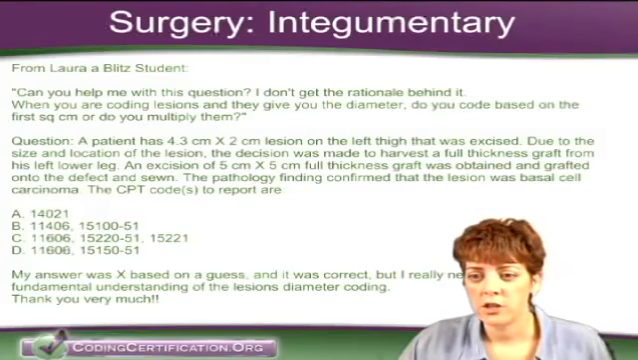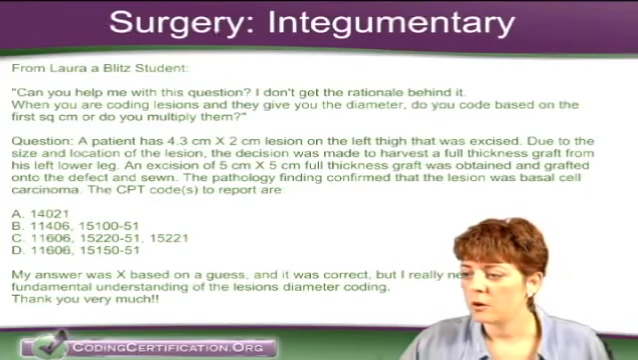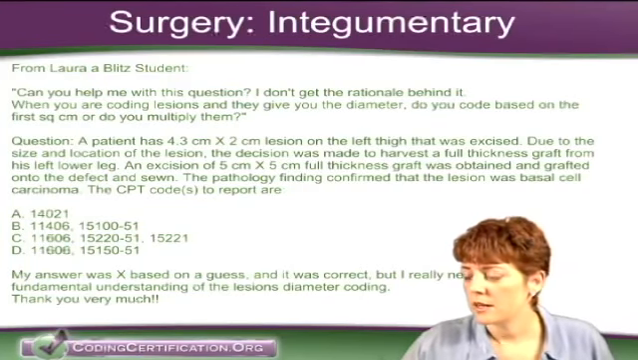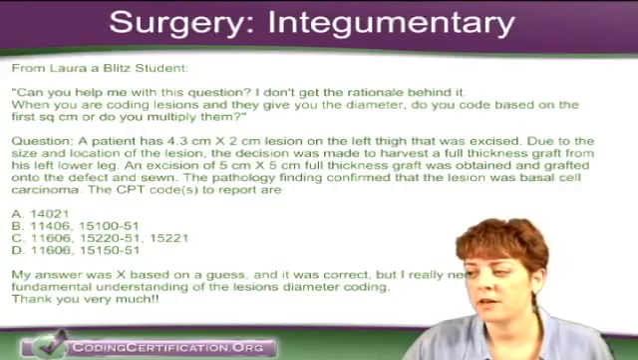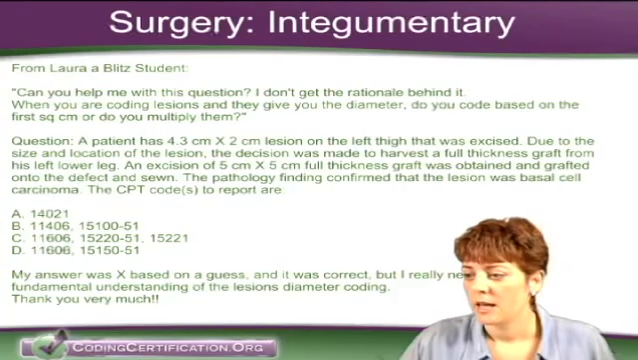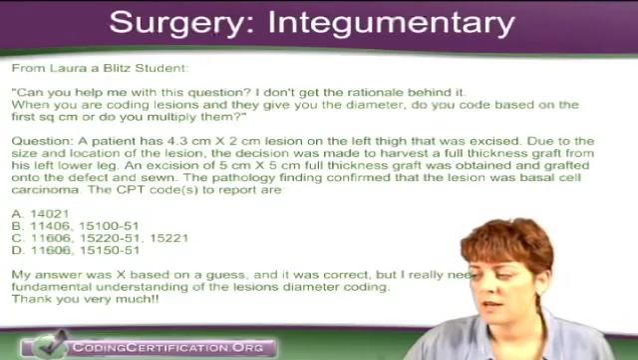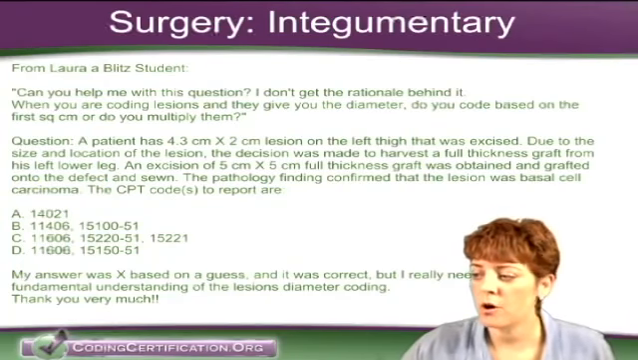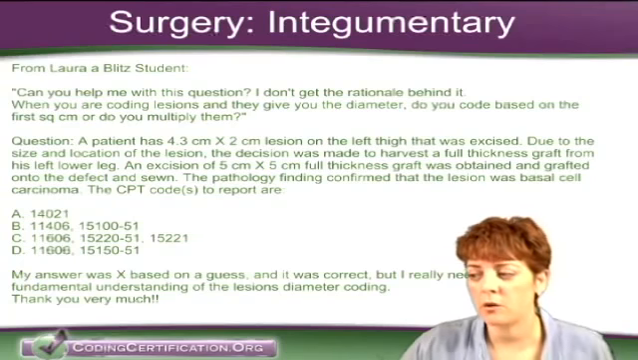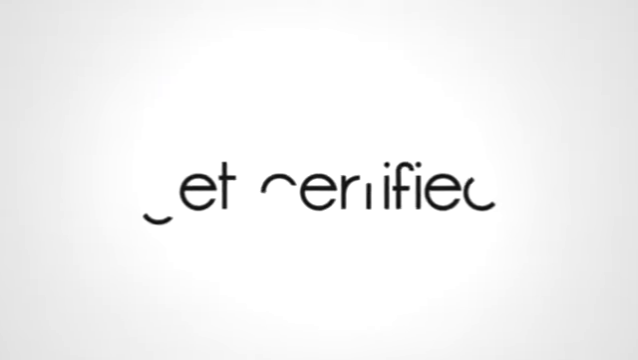Okay, here's a question from Laura, a Blitz student. It's about integumentary surgery coding. She says, can you help me with this question? When you are coding lesions and they give you the diameter, do you code based on the first square centimeter or do you multiply them?